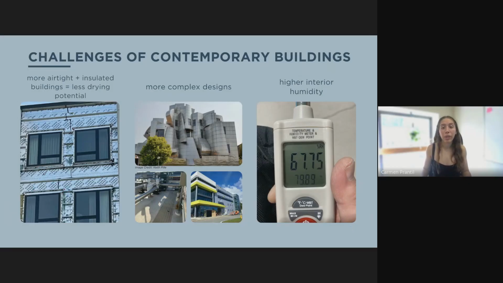And then finally, we have to consider environmental factors. So we have higher interior humidity levels. What you're seeing here in this picture is actually the interior humidity level at a kind of unique space. So that was at a natatorium, an indoor pool. But modern comfort is typically operating around 35 to 45% relative humidity.